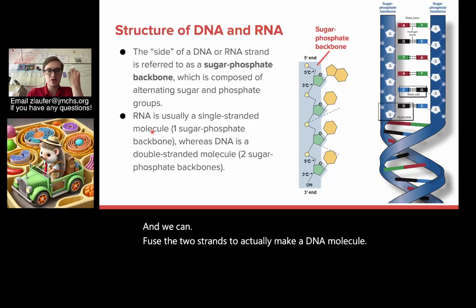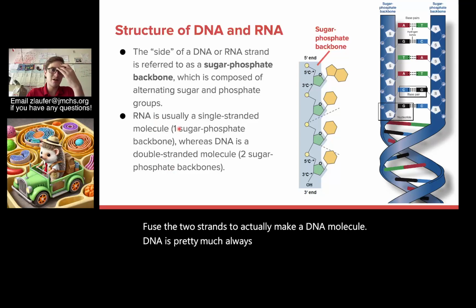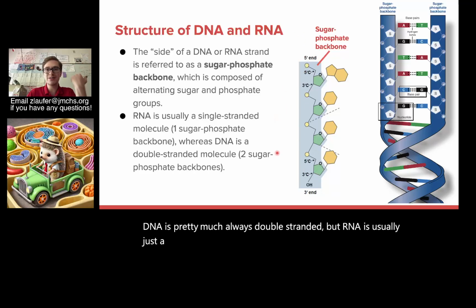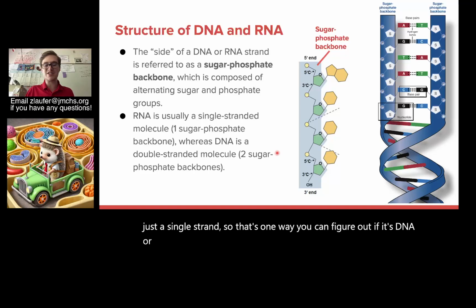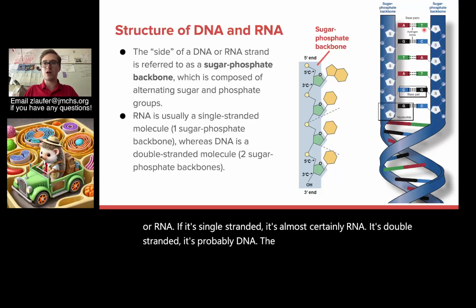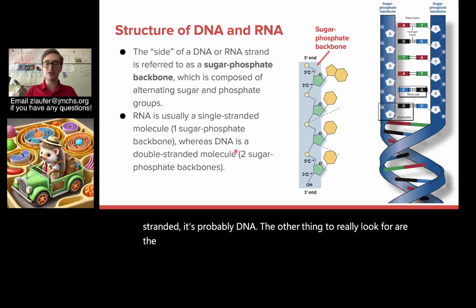DNA is pretty much always double-stranded, but RNA is usually just a single strand. So that's one way you can figure out if it's DNA or RNA. If it's single-stranded, it's almost certainly RNA. If it's double-stranded, it's probably DNA. The other thing to really look for are the bases. If you see uracil, you know it's RNA.